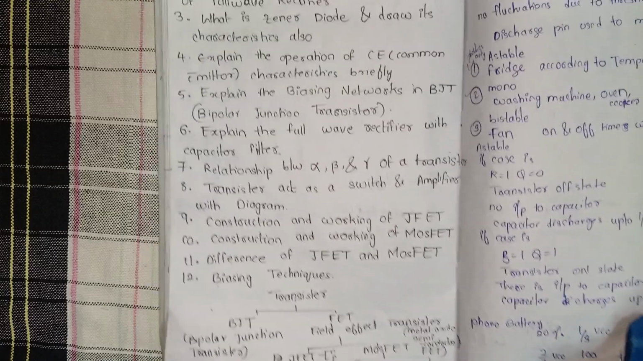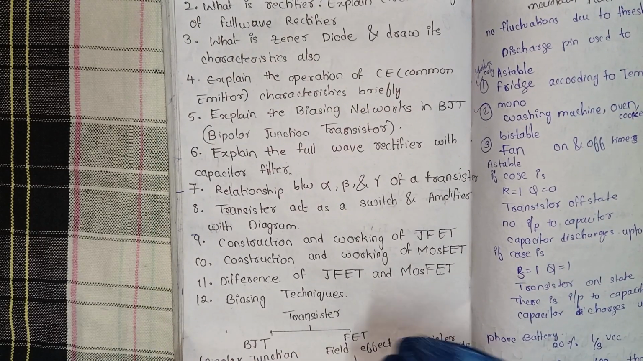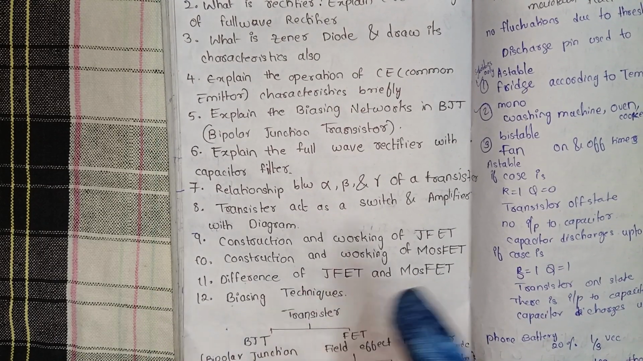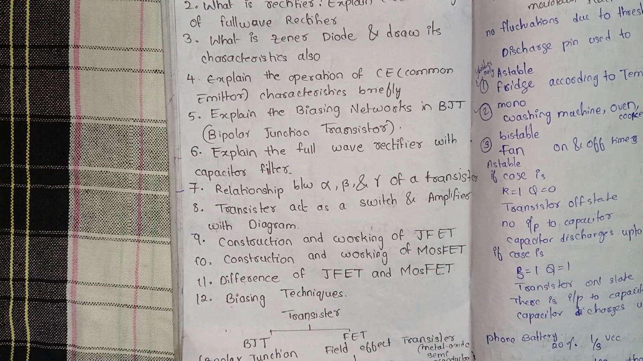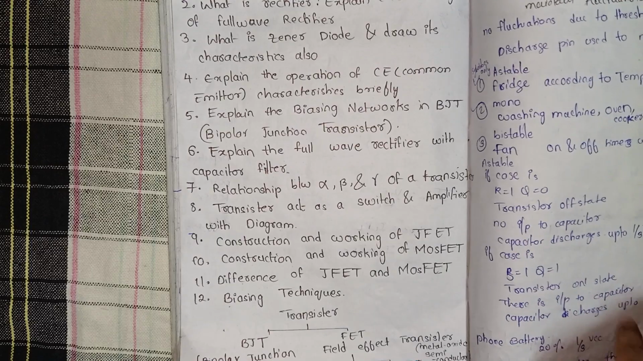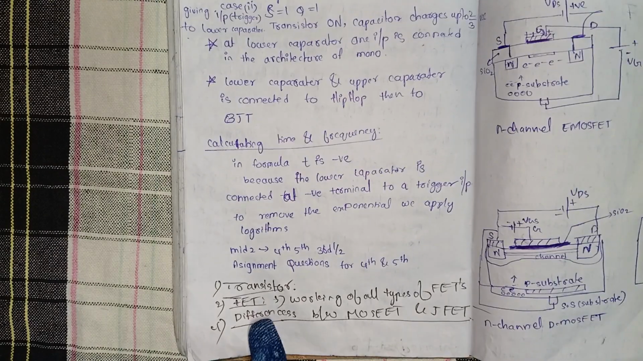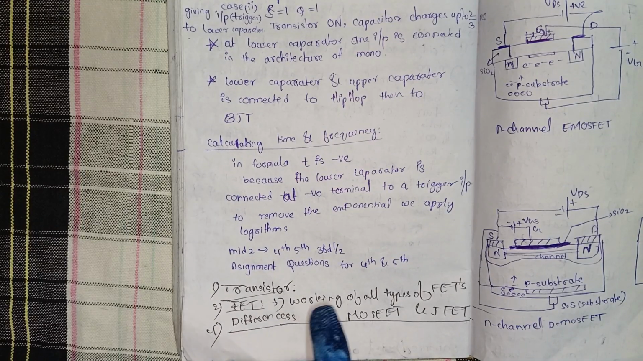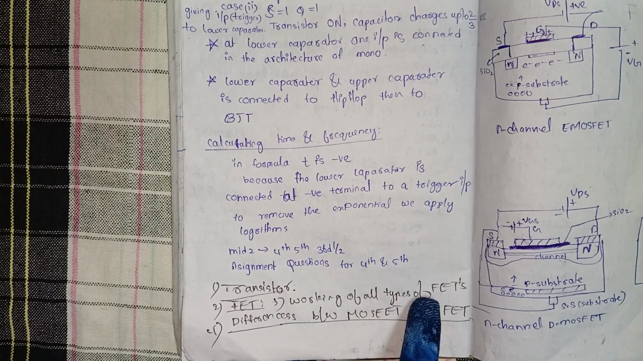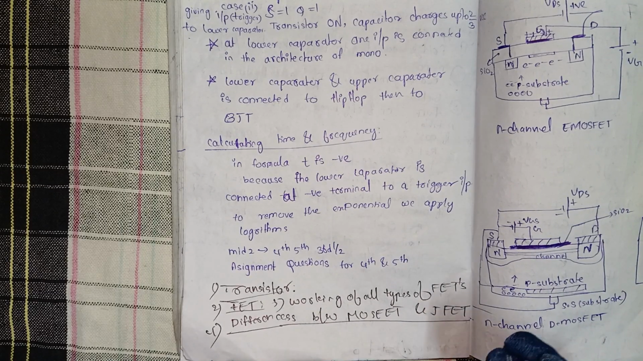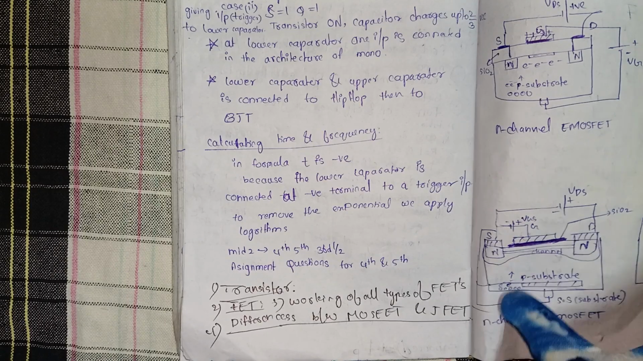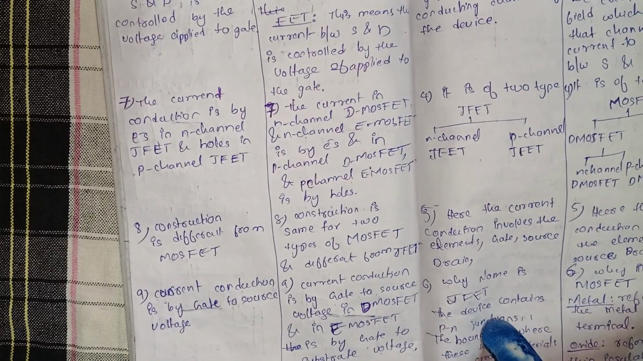So in this ninth video we will discuss the 11th question and its answer. The 11th question is the difference between JFET and MOSFET. So first we will discuss the transistor. What is a transistor? Then FET. We will just overview the working of all types of FETs, and then the differences between MOSFET and JFET. So what is a transistor?